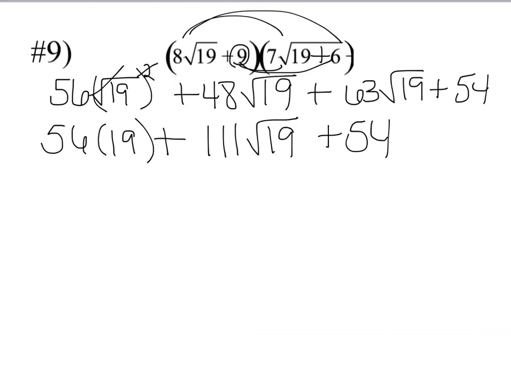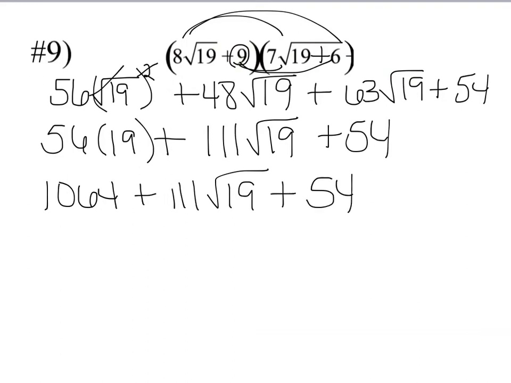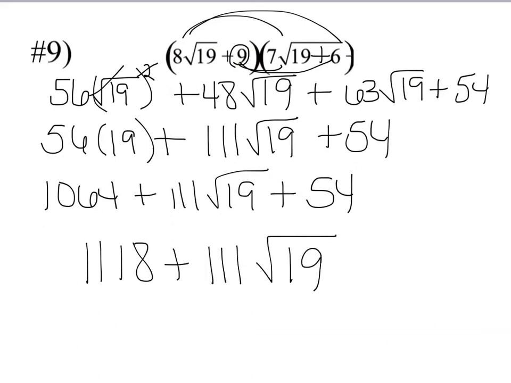56 times 19 is 1064, plus 111 square root of 19, plus 54. And now I can go ahead and combine 1064 and 54. And you get 1,118 plus 111 square root of 19.